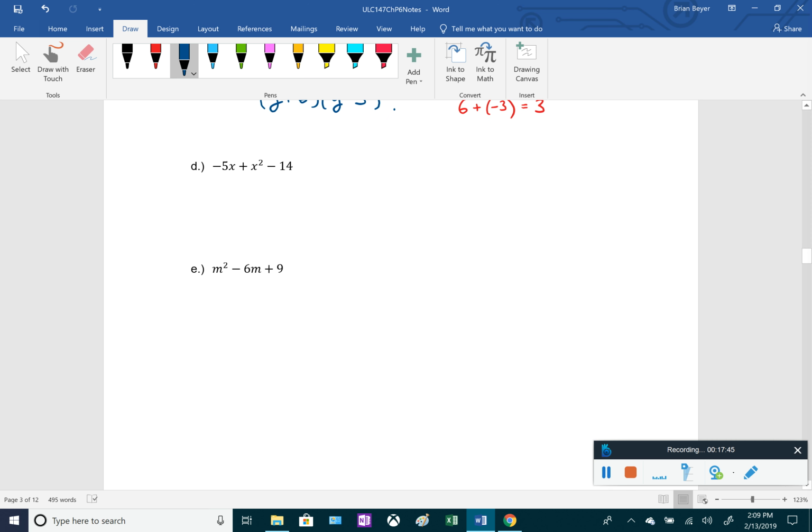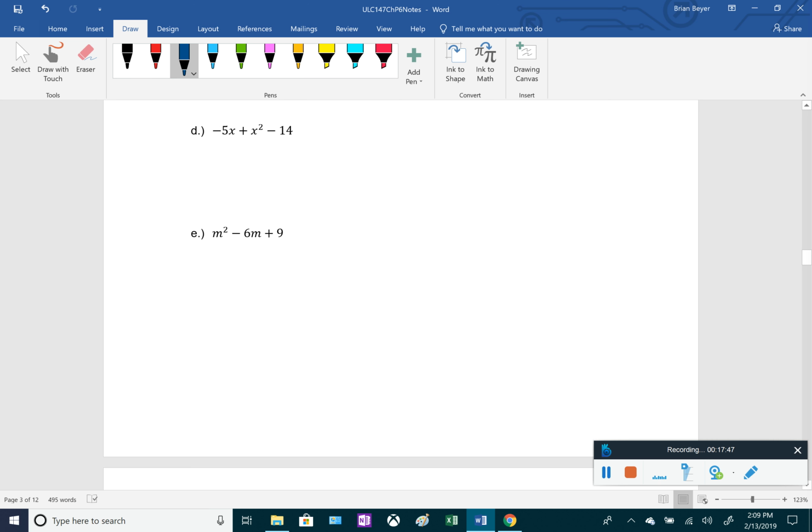We're going to do two more. So this one, we actually have to put this into standard form: x squared minus 5x minus 14. You don't have to do it, but it's going to make it visually easier to do. So two numbers that multiply to negative 14 that also add to negative 5. So (x plus or minus something)(x plus or minus something).